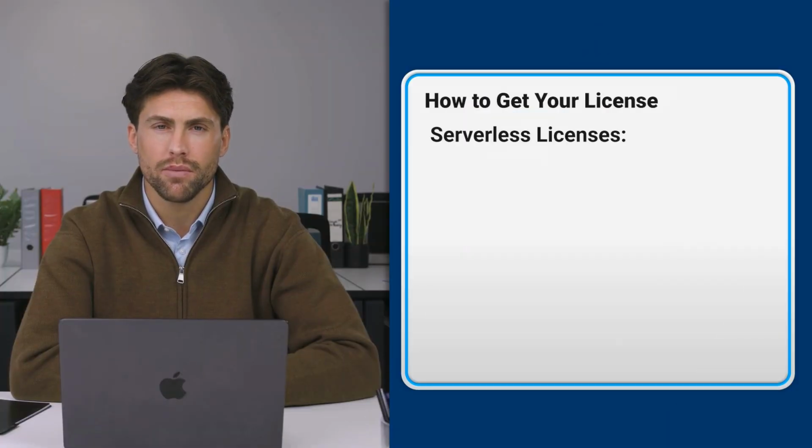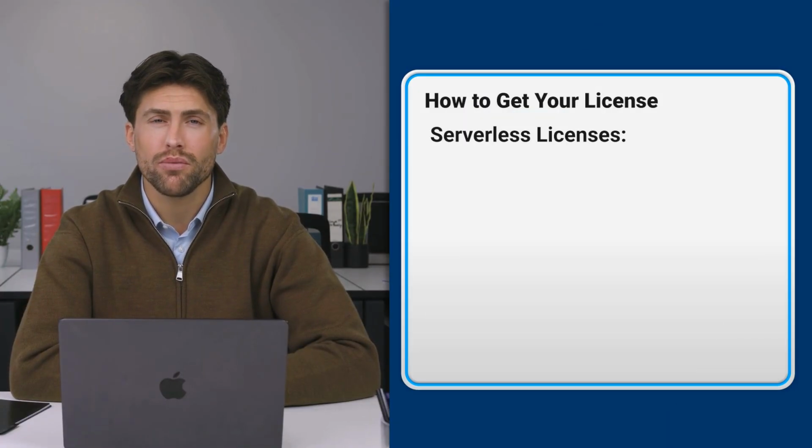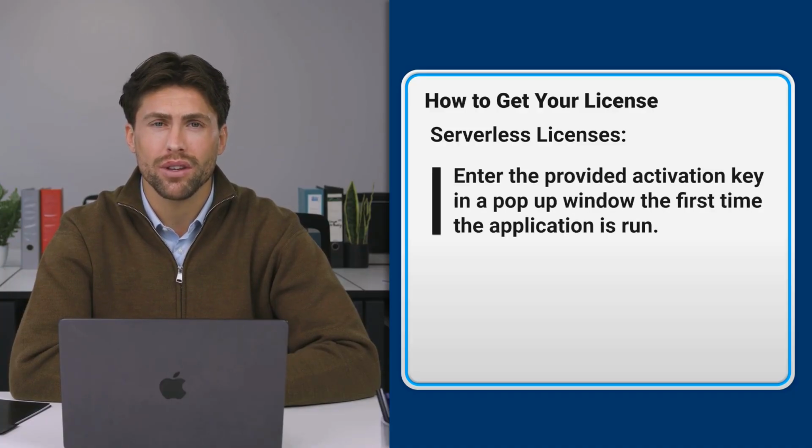In the case of serverless licenses, we send you an activation key. When you first run the science app on the end user machine, the user enters the activation key in a pop-up window. The application will contact the activation server, generate and upload the machine's host ID, and download the license directly to the end user's machine. To the end user, this looks very simple, just entering the activation key in a pop-up.